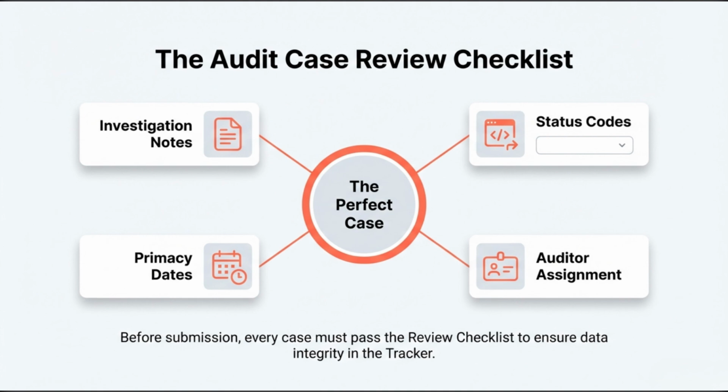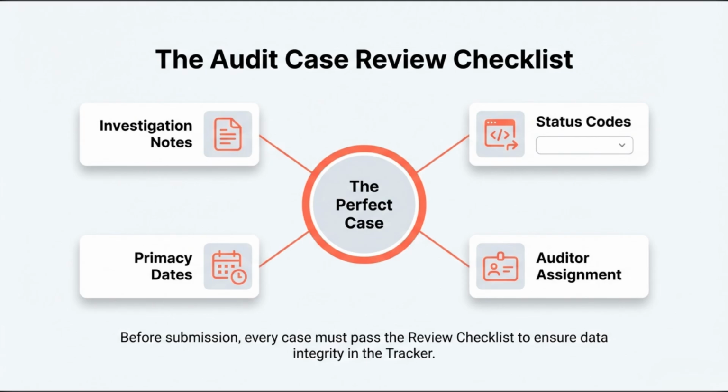Then we have status codes. Oh, these are vital. Is your case in the correct status? Are you showing ready for investigation when it's clearly Medicare Prime COB deed, or vice versa? The status code is the flag that tells the system and other auditors exactly where that case stands in the workflow. An incorrect status can derail everything.